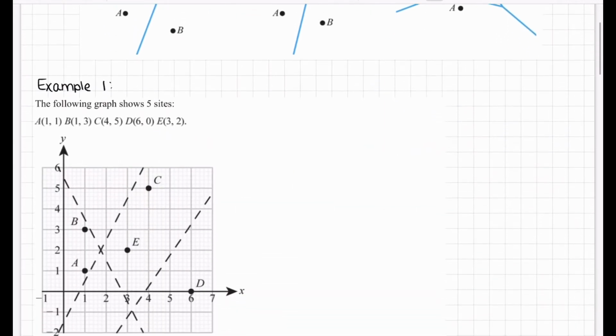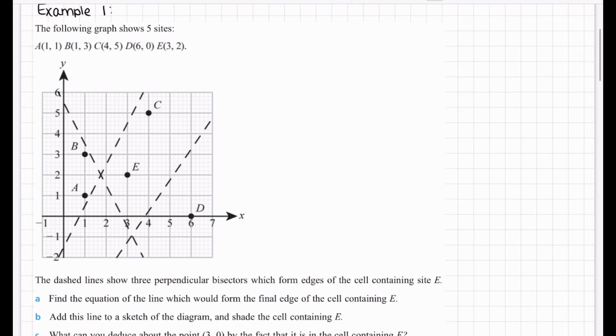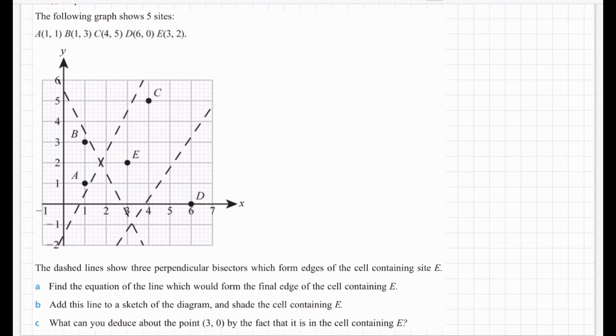First example, the following graph shows 5 sites, and they're the coordinates of the sites. The dashed lines show 3 of the perpendicular bisectors, which form edges of the cell containing site E. So it's not all the perpendicular bisectors, just 3 of them. Find the equation of the line which would form the final edge of the cell containing E.